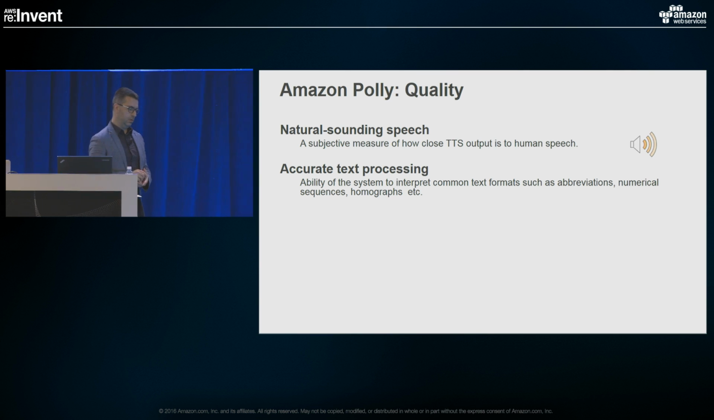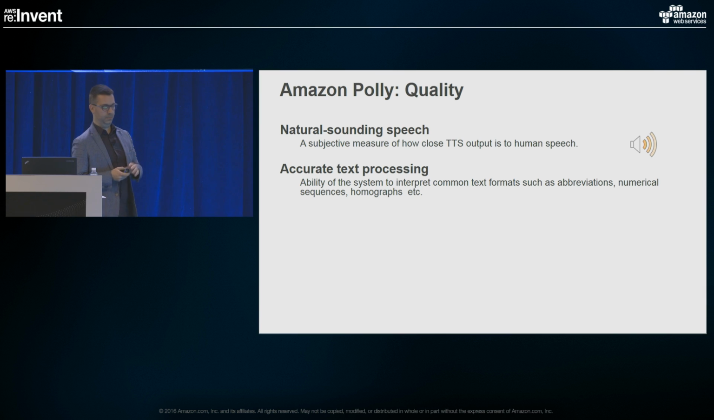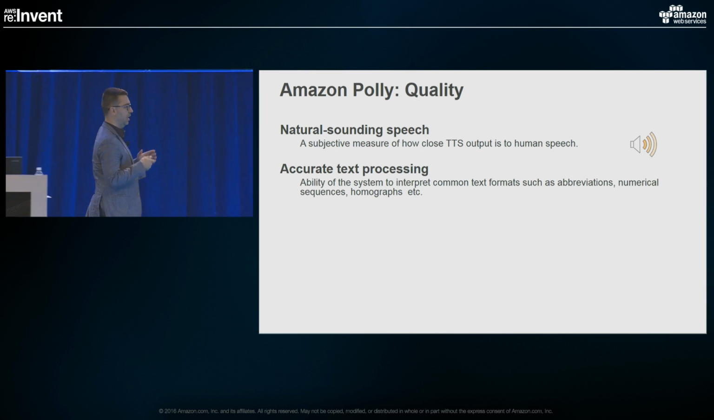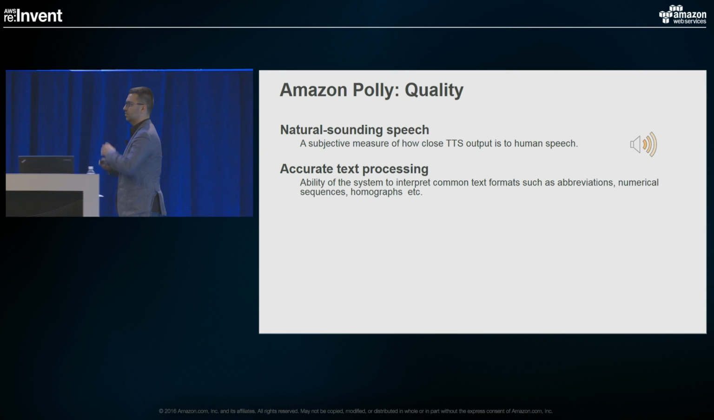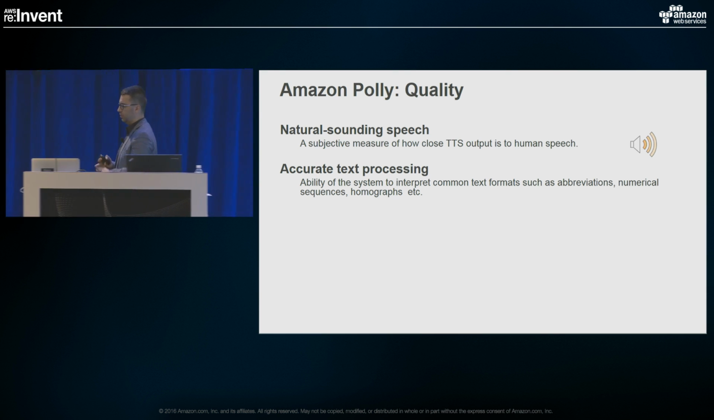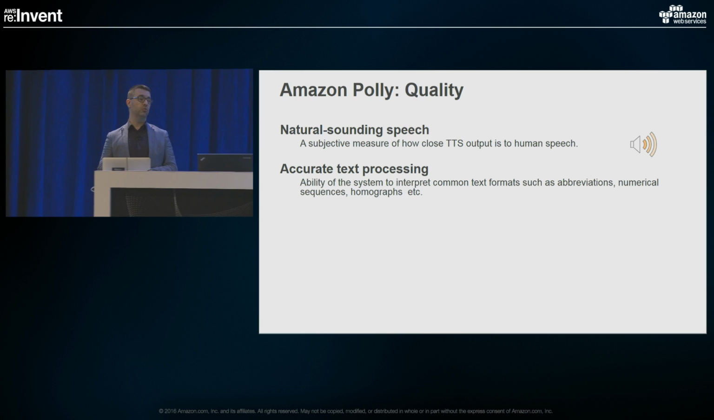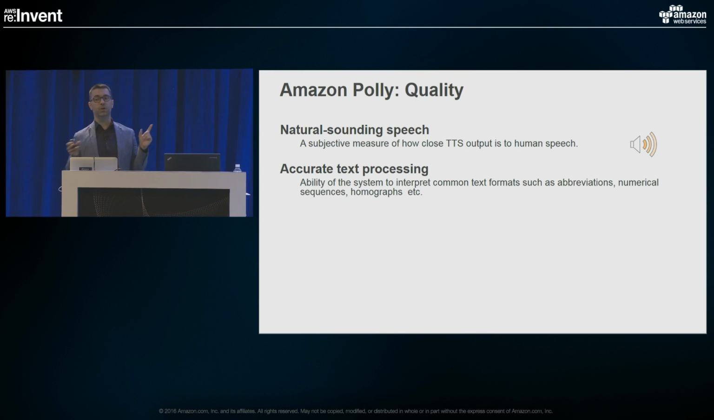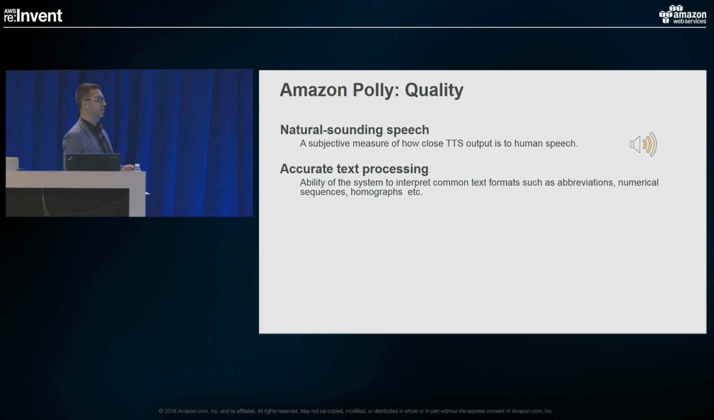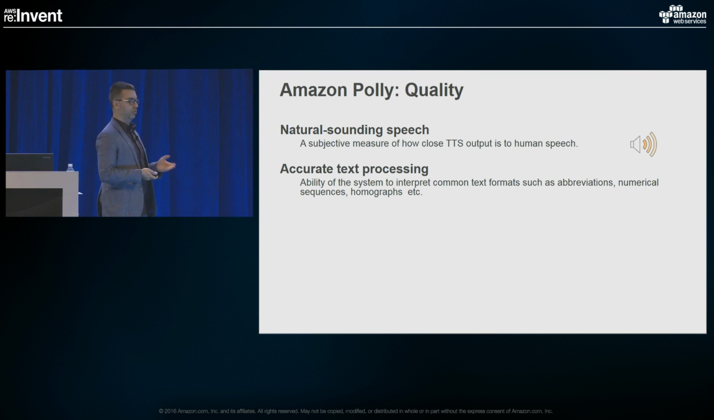Second element of quality of text-to-speech system is accuracy of text processing. So when text is provided to a text-to-speech system, it contains not just canonical words, not just standard words from the lexicon of a particular language, but also various text structures, like acronyms, abbreviations, homographs, so words which are written exactly the same but pronounced differently depending on the context. And users simply expect that the text-to-speech system will be able to interpret those text structures correctly.